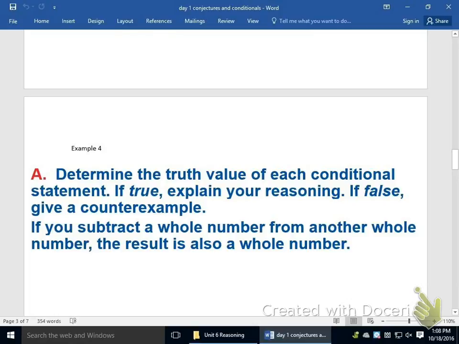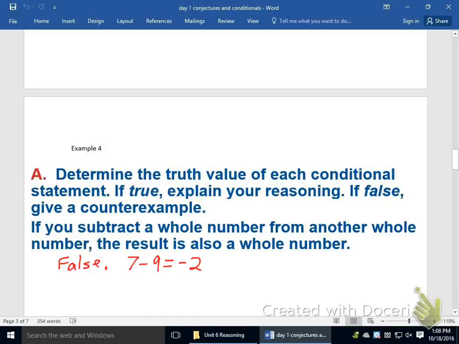This one actually ends up being false. Whole numbers are 0, 1, 2, 3, 4, and so on, but does not include negatives. So actually I could do 7 take away 9, and that's negative 2. Negative 2 is not a whole number. It is an integer, but it's not a whole number. So this is false, and there's my counterexample. You have to provide a counterexample if it's false.